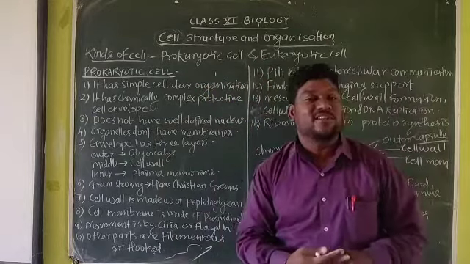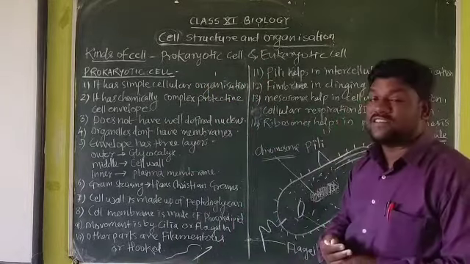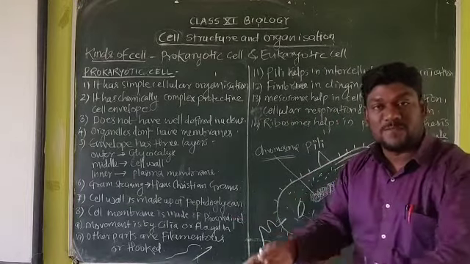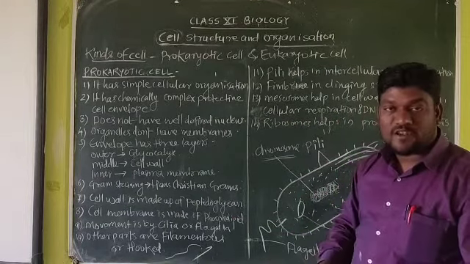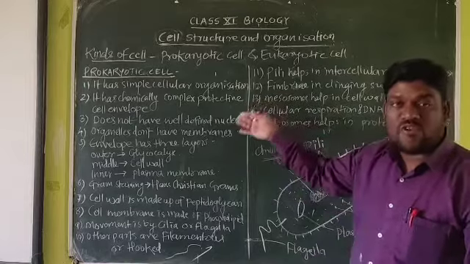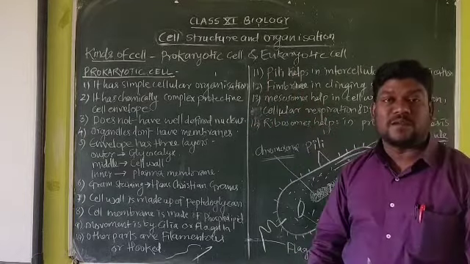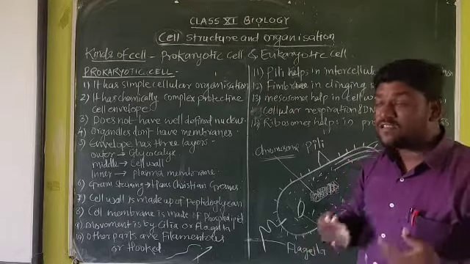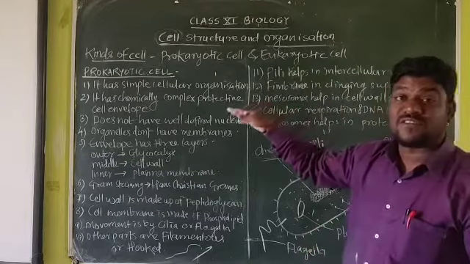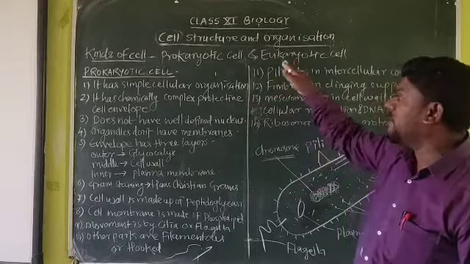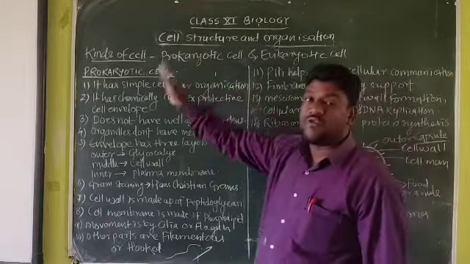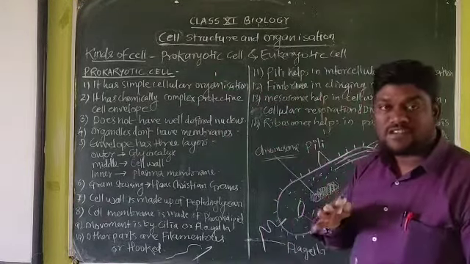Generally, prokaryotic cells have a very simple structure. Generally, prokaryotic cells are available in single-cell organisms, and eukaryotic cells, we are the best example of the eukaryotic cell. It has a complex structure, the structure of its organelles is complex. Everything is complex in eukaryotic, and prokaryotic has a simple structure.